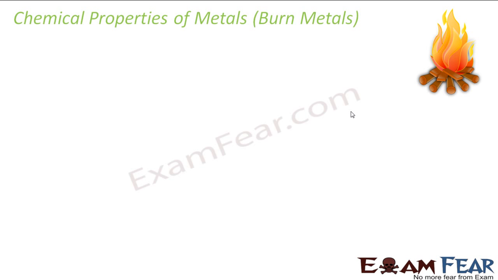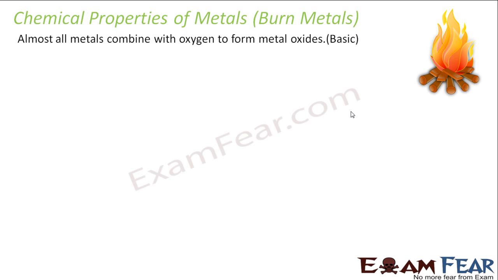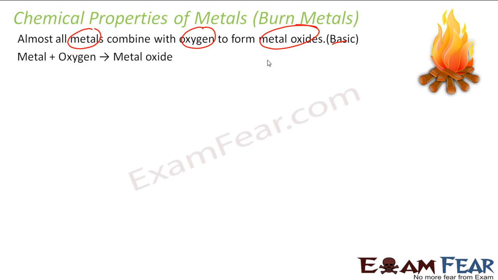Metals burn. Almost all the metals, when you burn them, combine with oxygen to form metal oxides, and they are basic. For example, you take manganese, you take oxygen, which is available in the air. When you heat it, when you burn it, it forms metal oxide. Some metals form metal oxide even without burning. They are so reactive. For example, sodium.